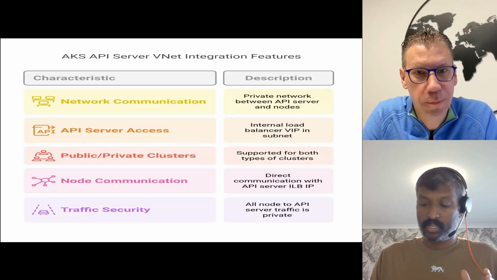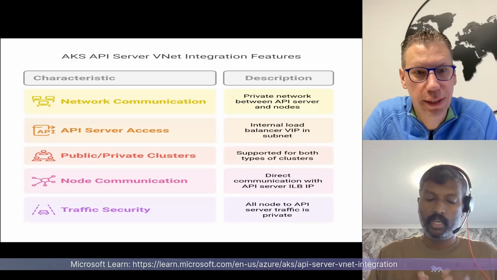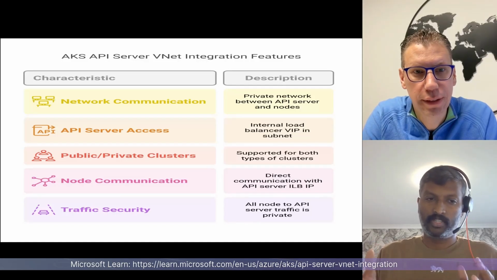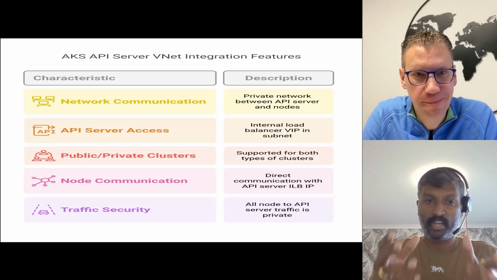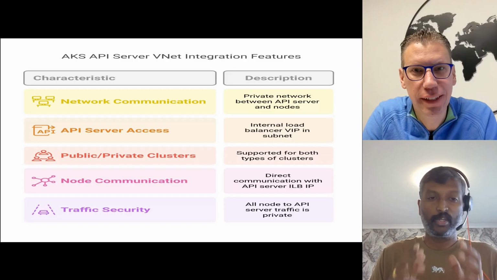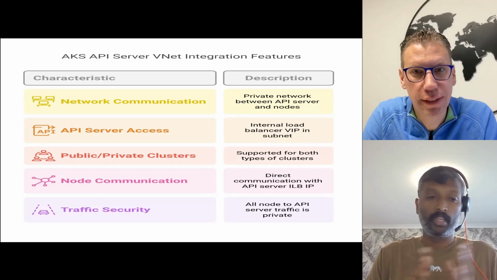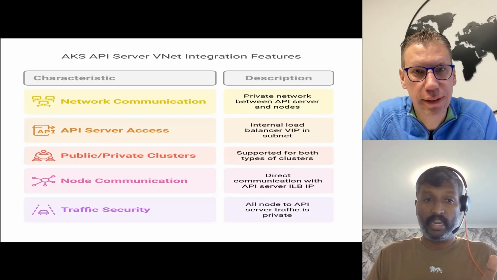The second option is AKS API server VNet integration. If someone has worked earlier with Azure app services, they might know that you can integrate your app services into a VNet. It is similar to that. You can integrate your AKS API server into a VNet. What's the difference between the earlier one and this one? The private cluster requires your private endpoint and private DNS. Here, you don't need to have this private DNS requirement.